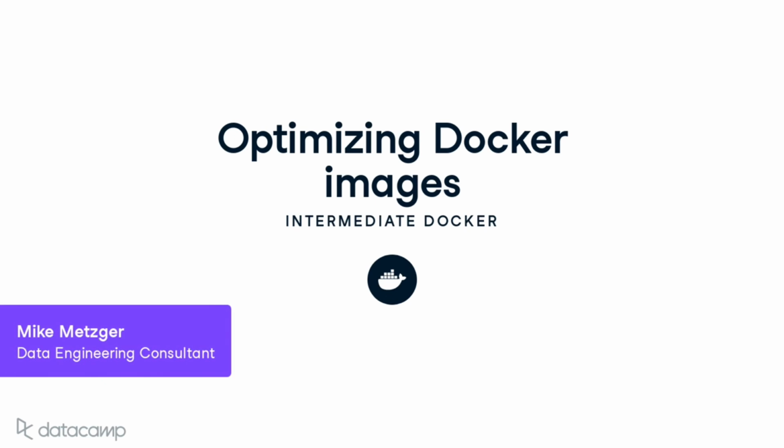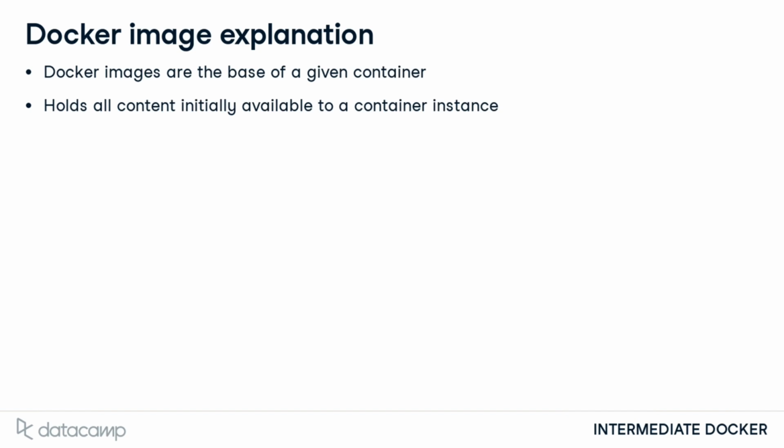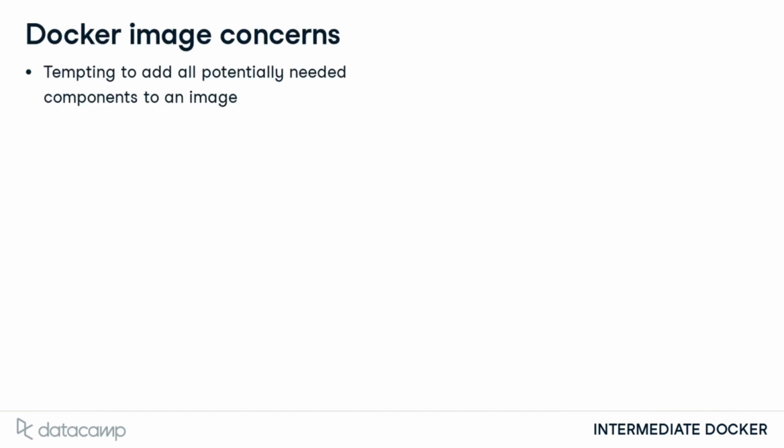Welcome back. We're now going to look at some options to optimize our container images. Let's get started. As you may remember, Docker images are the base of a given container. It is, in effect, the file system of a container and holds all content initially available to a container instance. Given Docker containers' relative power and flexibility, new users are tempted to add all potentially needed components to an image. While doable, this usually isn't recommended for several reasons.